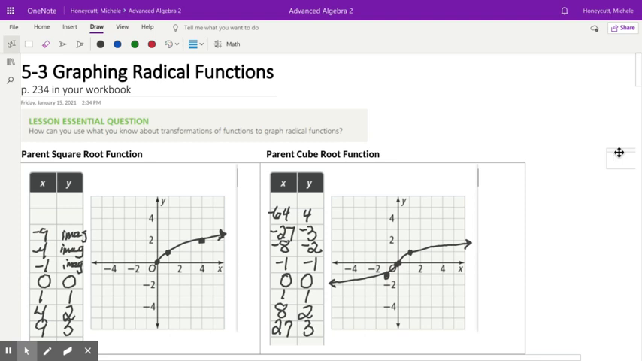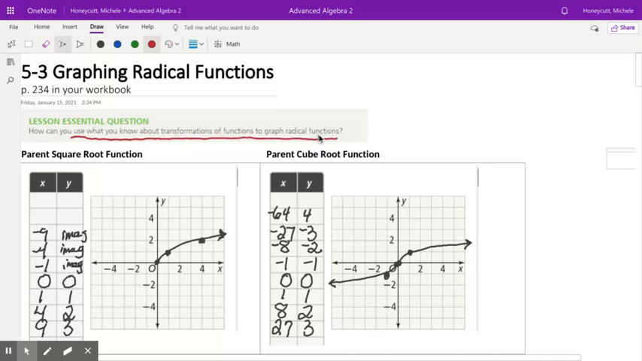Today we're going to be working on section 5.3, which is all about graphing radical functions. And so we're going to be graphing cube root functions and square root functions. But the main idea that we want to stick to is how can you use what you know about transformations in order to graph radical functions.